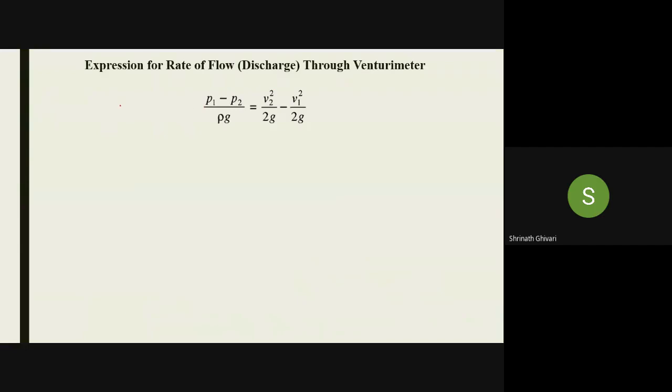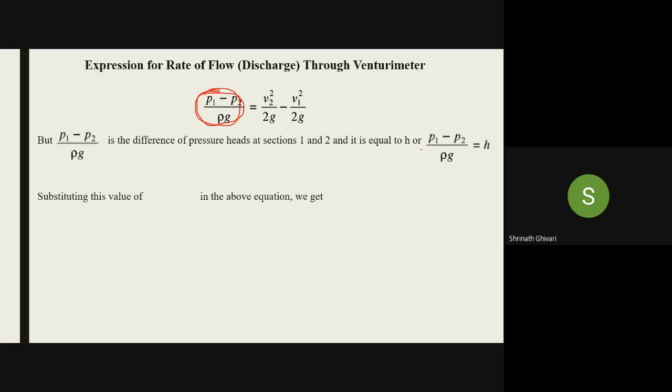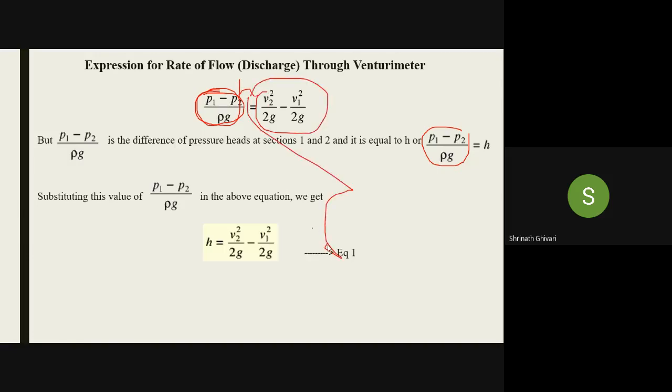Combining, because rho and g are common, P1 by rho g minus P2 by rho g equals V2 square by 2g minus V1 square by 2g. But P1 by rho g minus P2 by rho g is nothing but h. Substituting h, we get h equal to V2 square by 2g minus V1 square by 2g. That is your equation 1.